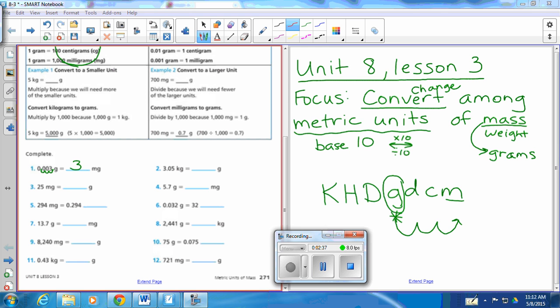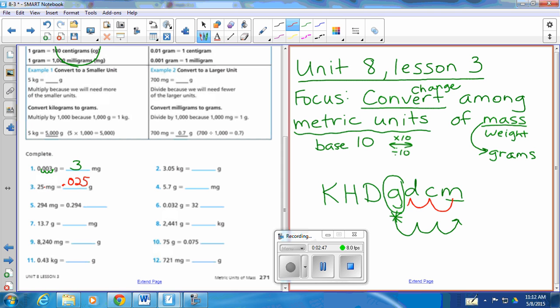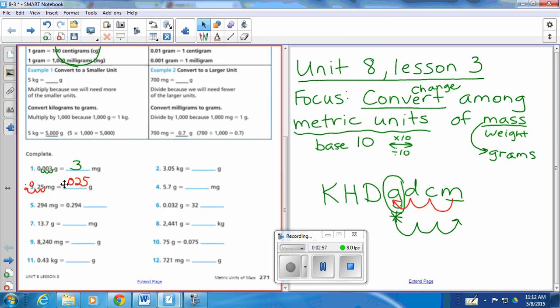So we should have gotten 25 thousandths of a gram for that one. Our decimal point is here. We need to move 1, 2, 3 to the left. We have that empty hole, which we fill with that placeholder of a 0, leaving us with 25 thousandths of a gram. So the conversions are very similar.